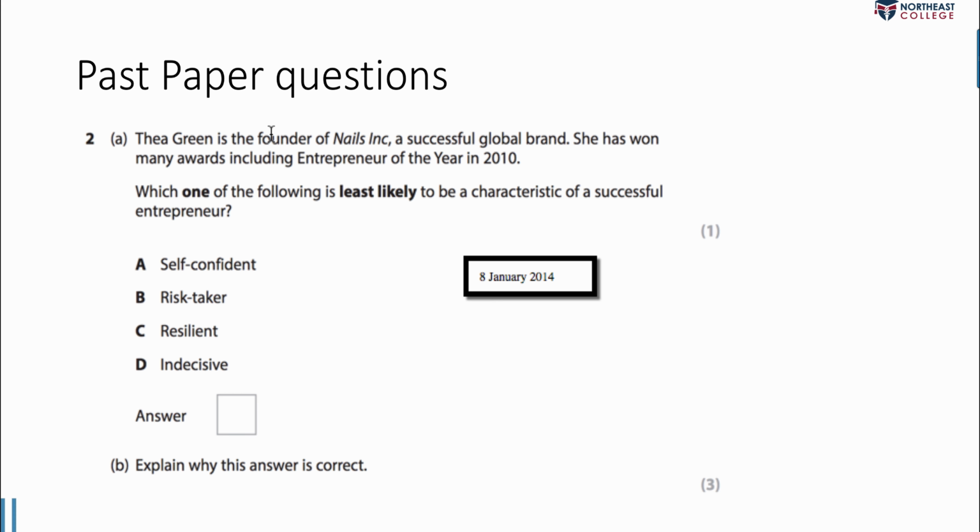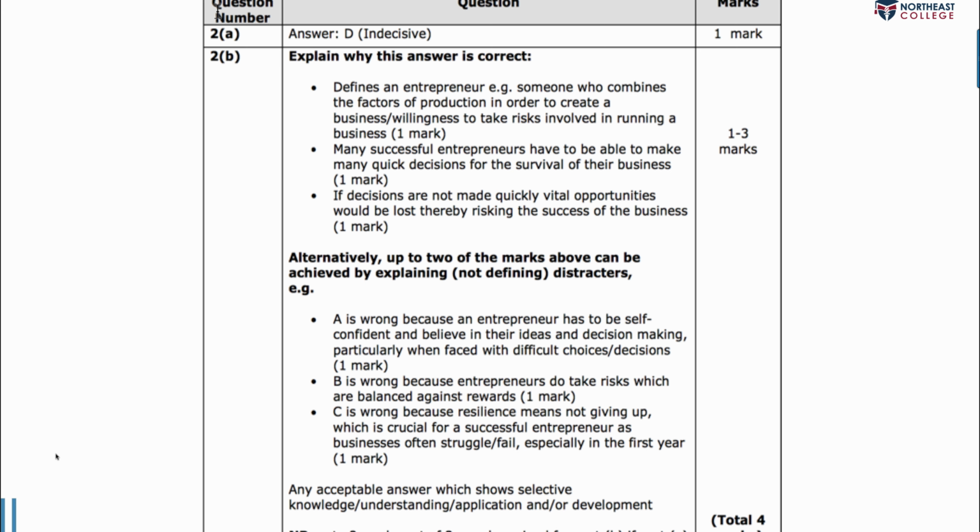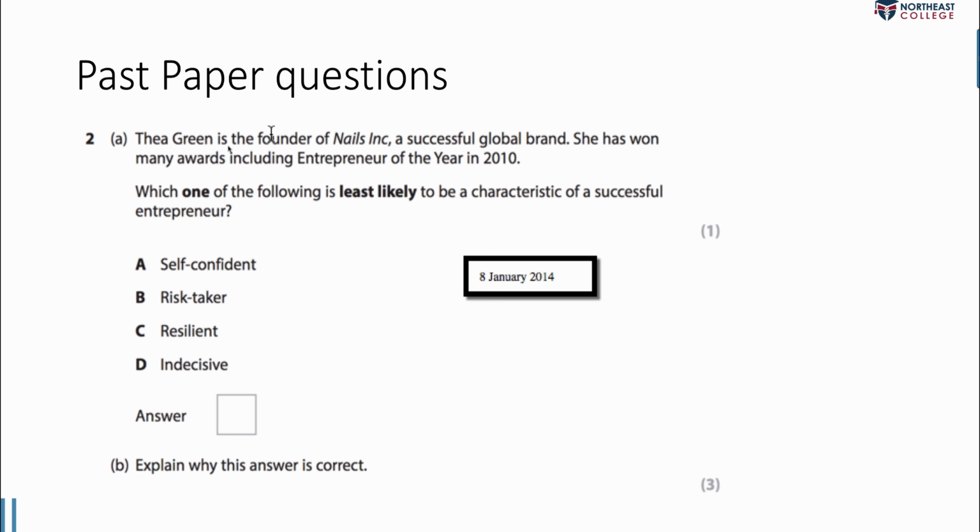All right, so let's look at a typical past paper question. Like I said, this is a question that has 4 marks. You can see it here, 1 mark here, and that's the other 3 marks. So the 1 mark is for you getting the right answer. Let's see. Theo Green is the founder of Nails Inc. International, a successful global brand. She has won many awards, including Entrepreneur of the Year in 2010.